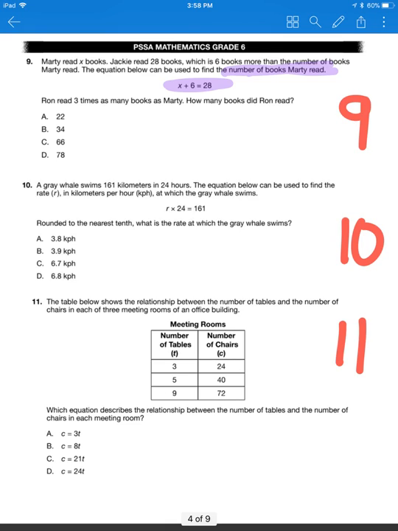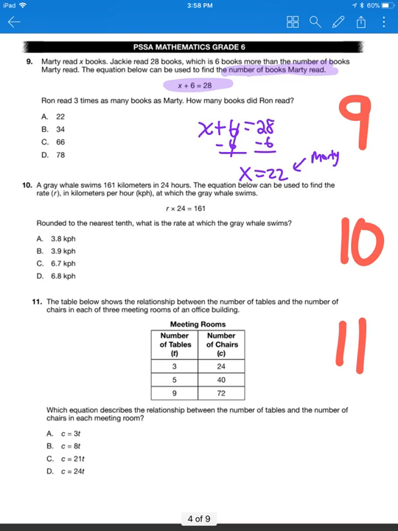All right, so if this equation is the number of books Marty read, I just have to solve to figure out what x is. Then I just got to do Ron read 3 times that many. So let me solve that equation first. So I have x plus 6 equals 28, minus 6, minus 6. Cancel. 28 minus 6 is 22. So x is 22. Now remember, that is what Marty read.